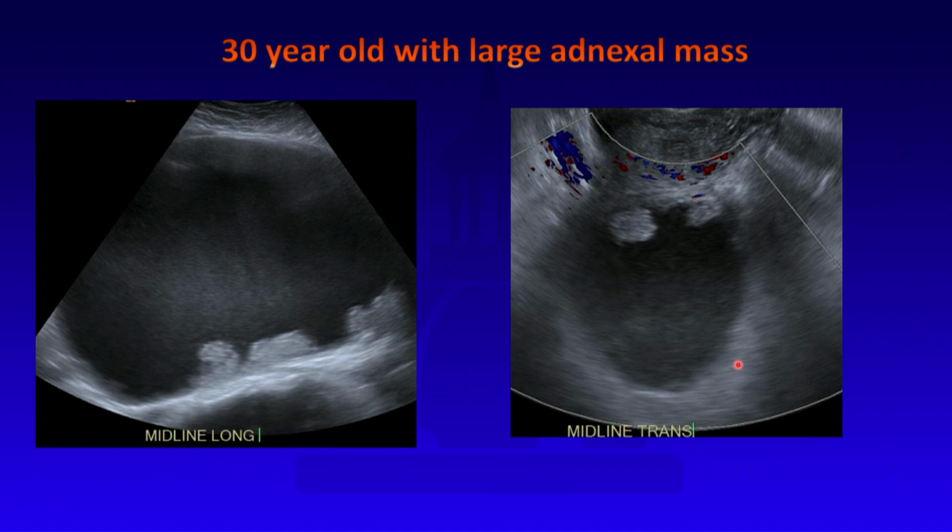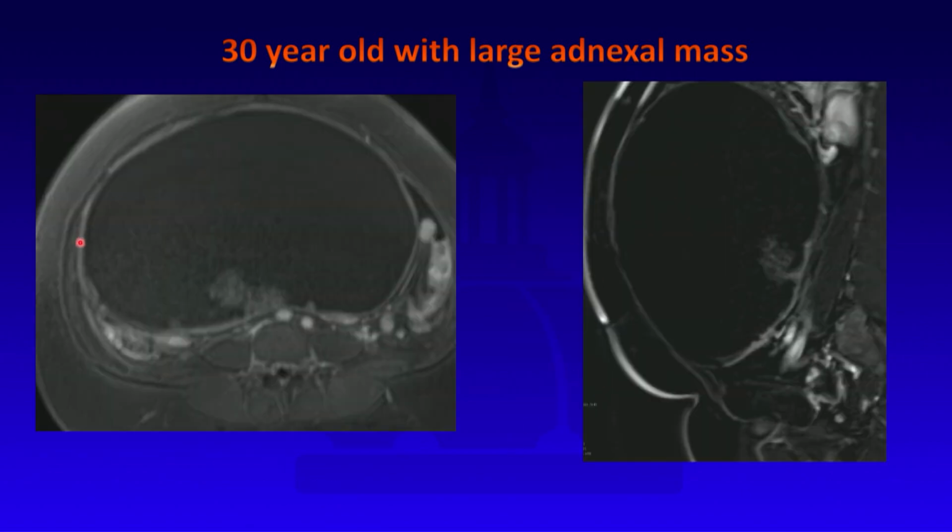Now, what about this patient? She's 30 years old. She has a large adnexal mass. It's complex, and there are multiple nodules. There were more than 5. They're not very vascular, but still, this qualifies as an O-RADS 5. However, she's young. Here's the MR, again showing these enhancing nodules in this large cystic mass.